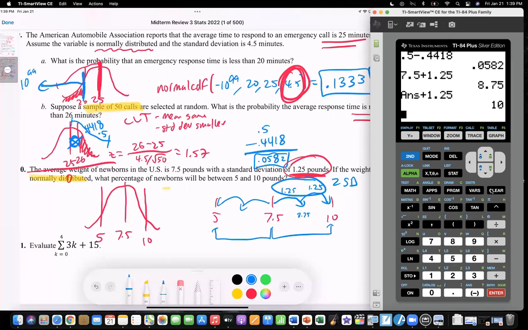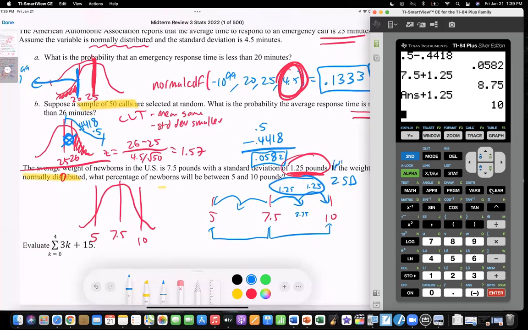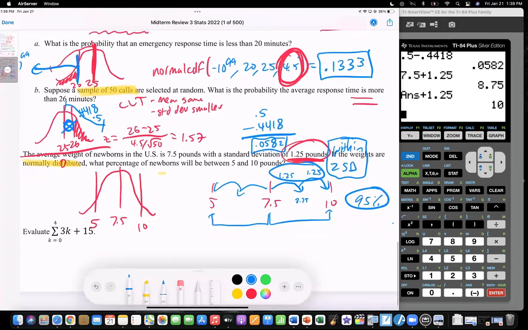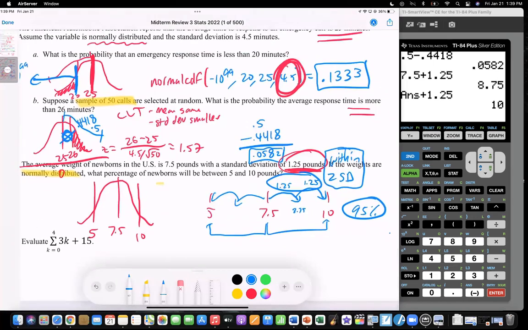Okay, so basically it's asking within 2 standard deviations. So within 2, if you remember, our value will be about 95%. Remember, within 1 is 68%, within 2 is going to be 95% as my answer. Or if you do normal CDF between 5 and 10, that's perfectly fine as well. It'll give you 95.4 as the exact rounding. But you should remember within 1 is 68%, within 2 is 95, and within 3 is 99.7. So those are our 3 values for our empirical rule.